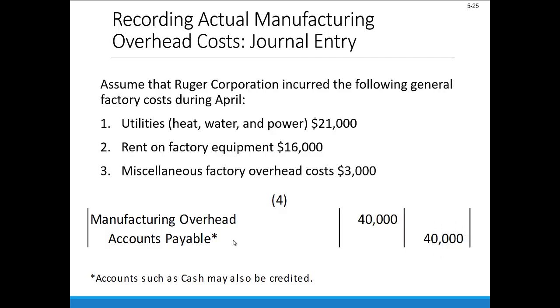Now we also might have accounts like cash being credited if some of these things were paid in cash directly and immediately, like our utility bills, for example. But we're assuming for now these things are all on account. So we're recognizing that credit to accounts payable for $40,000.